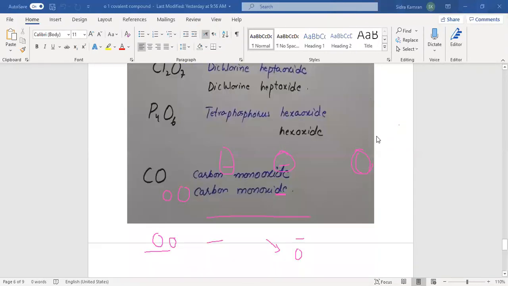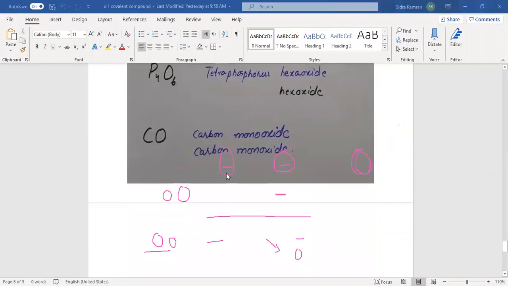Here you can see another example. That is about carbon monoxide. The first atom is just 1, so no need to write mono. You have to write carbon directly. Carbon. The second atom is 1, so you have to use the prefix. Carbon monoxide. So O and A, O and O. Here it is O and O, not O and A. O and O are written side by side, so you have to omit one O. Just write a single O, monoxide, carbon monoxide.